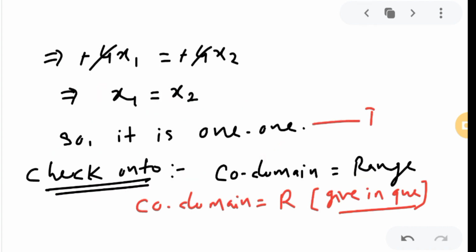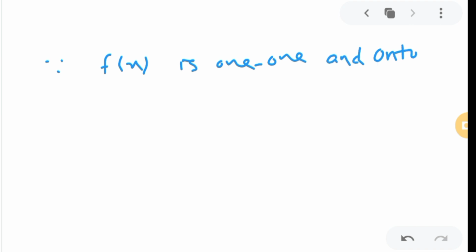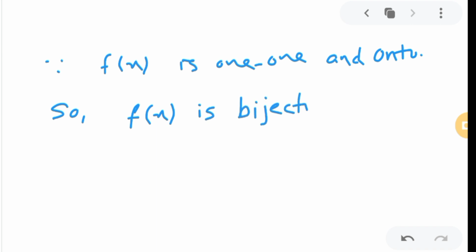So first you prove that it is 1-1. In second you prove that it is onto. Correct? So you can write the final statement: since f(x) is 1-1 and onto, therefore f(x) is bijective. Bijective means nothing but it is 1-1 as well as onto. Correct? So proved.